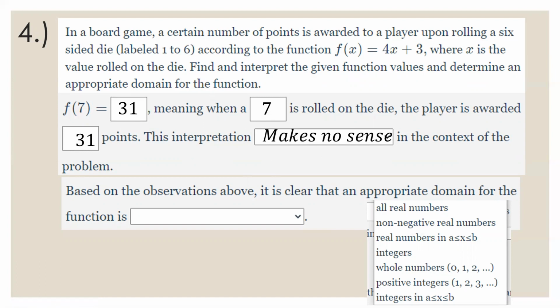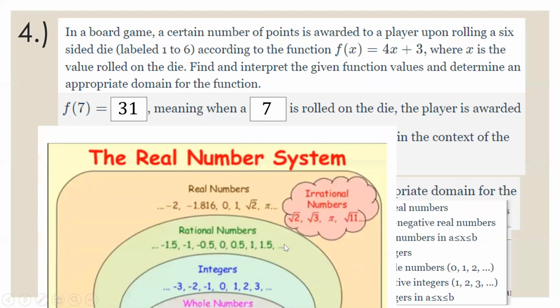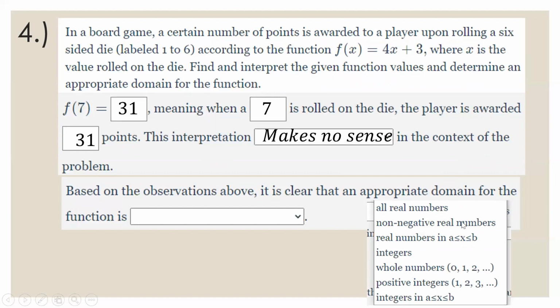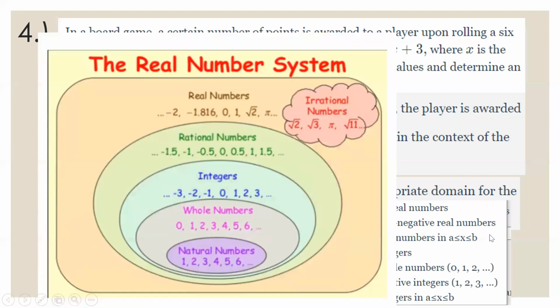Based on the observation above, it's clear that the appropriate domain for the function is. So then you have all these choices: non-negative real numbers, integers from A to B, integers, whole numbers, positive integers, and real numbers from A to B. So now we have to remember what all these things mean. Okay, you might not remember what real numbers are.